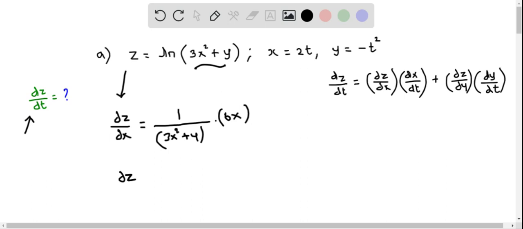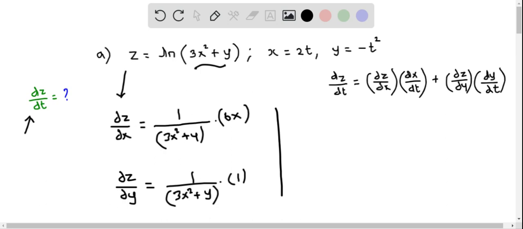Now we will find the partial derivative of z with respect to y, and this equals 1 over. Once again, we apply the derivative formula for natural logarithm, which is 1 over the inside part. So I write down 1 over 3x squared plus y times the partial derivative of the inside expression. That is, the partial derivative of 3x squared plus y with respect to y is just 1. So we have found the partial derivatives. Now we will find the derivative of x with respect to t as well as y with respect to t. So I'm going to find the derivative of x with respect to t. So I can write down this as dx over dt, and this equals, we find the derivative of 2t with respect to t. So this is 2. And similarly, we'll find the derivative of y with respect to t. So I write down dy by dt, and this equals, when we apply the power rule, we get negative 2t.